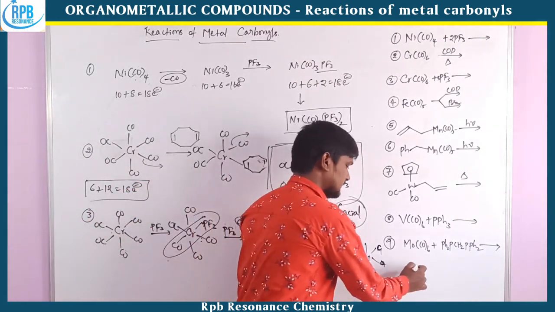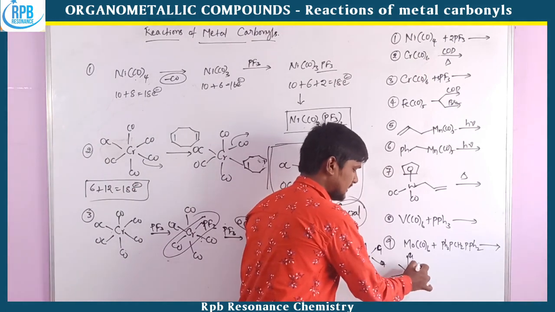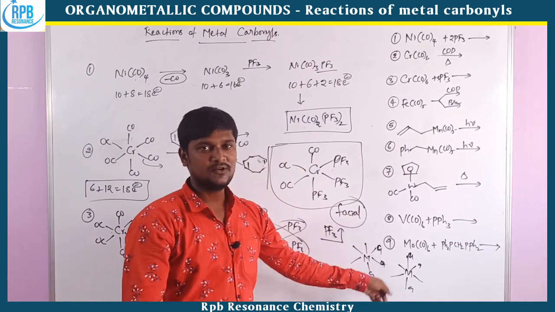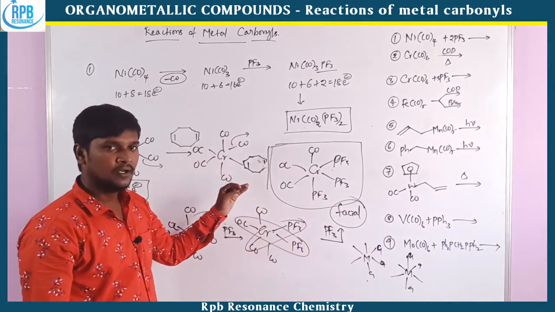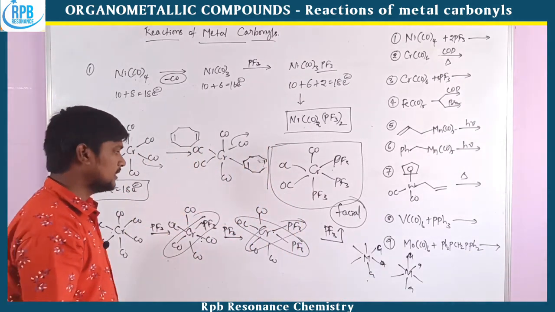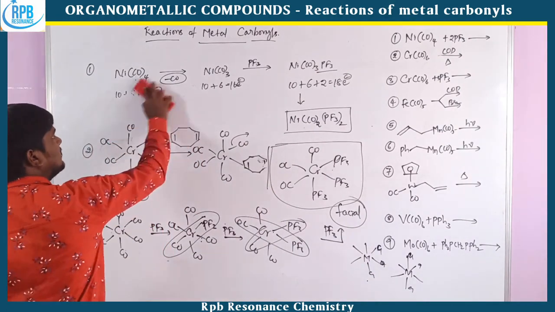If in the case of a metal system, here it obeys A, so that means 1, 2, 6 system, that is the meridional system. But here we will get only the facial isomer. So this is the third example. Now let's look at the fourth example.